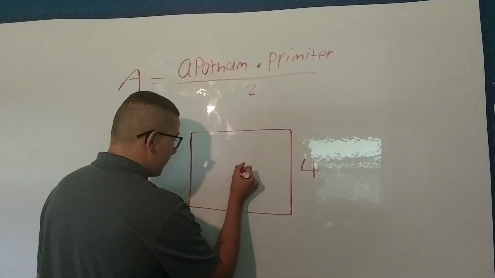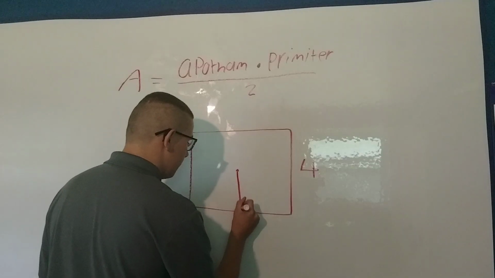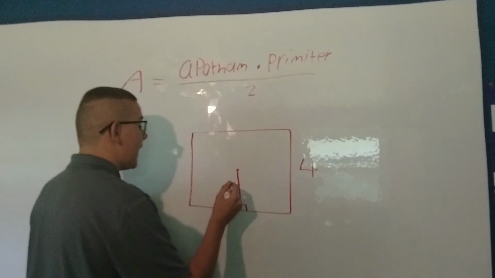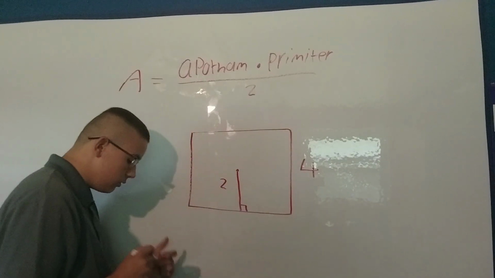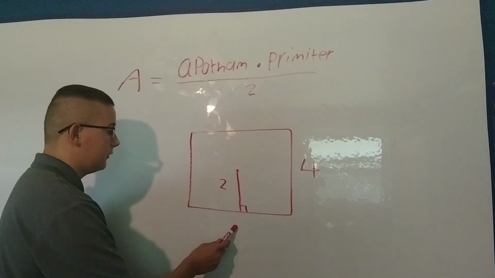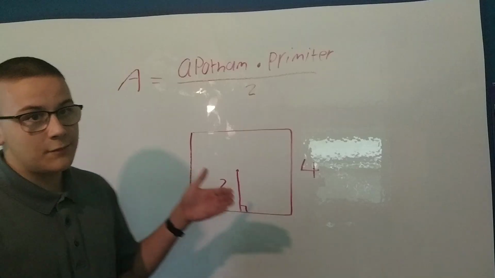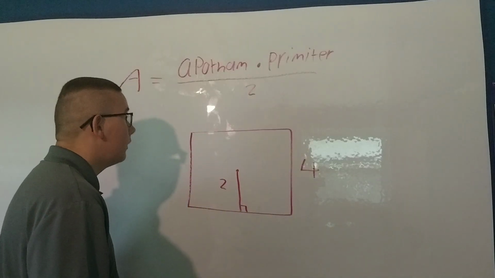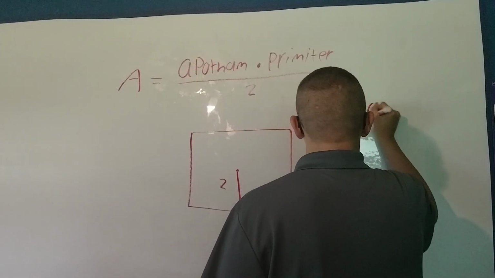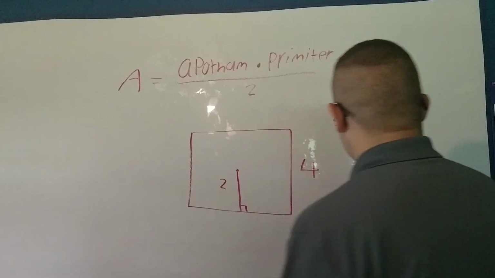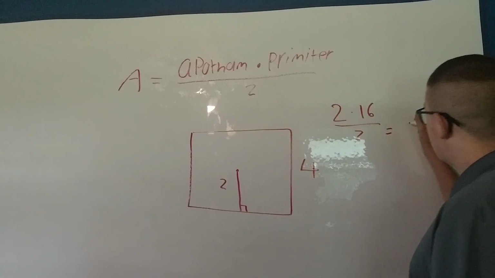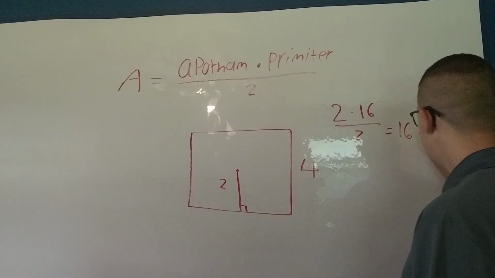We know the area is 16 for a square like this, but let's prove it using this formula. Well, first we know that if we draw the apothem here, the apothem is going to be 2 units because it's half of this side. And the perimeter is 4 plus 4 plus 4 plus 4, or 4 times 4, so we get 16 is the perimeter. And we can do this here. If we do 2 times 16 over 2, 2 times 16 is 32, over 2 is 16, and we get the area equals 16 units.